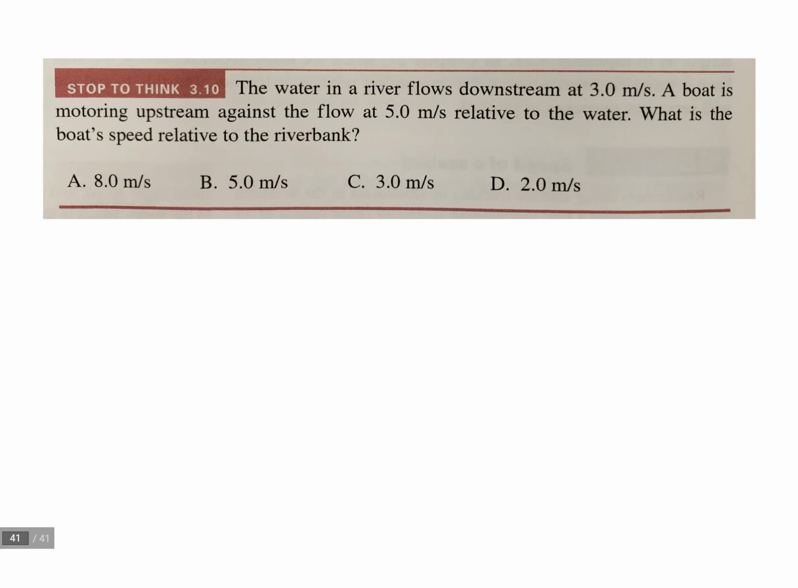Okay. The water in a river flows downstream at 3.0 meters per second. A boat is motoring upstream against the flow at 5 meters per second relative to the water. Relative to the water, that's important. What is the boat's speed relative to the riverbank? Think about it.